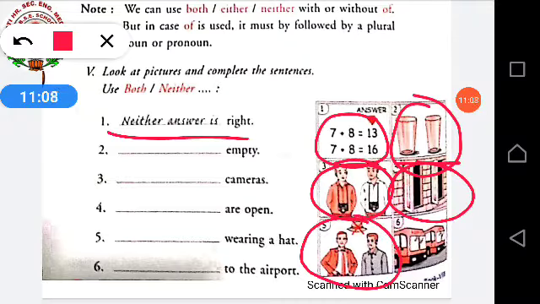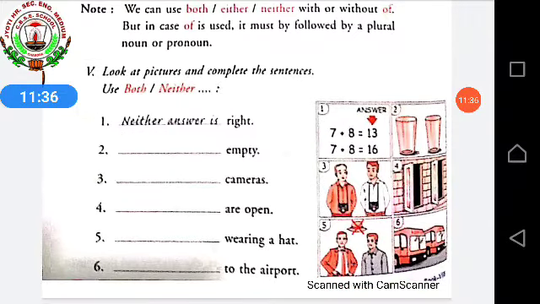Here one hat is there and a cross is there over the hat. That means no one is wearing that hat. So what will you put over here? Neither. Neither of the men is wearing a hat. Last one. Buses. Plural. Both. Both the buses are going to the airport. Understood? Next.